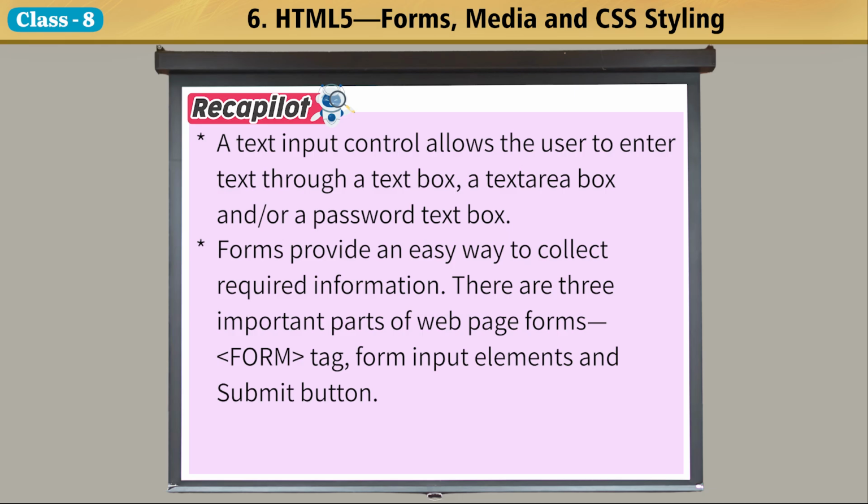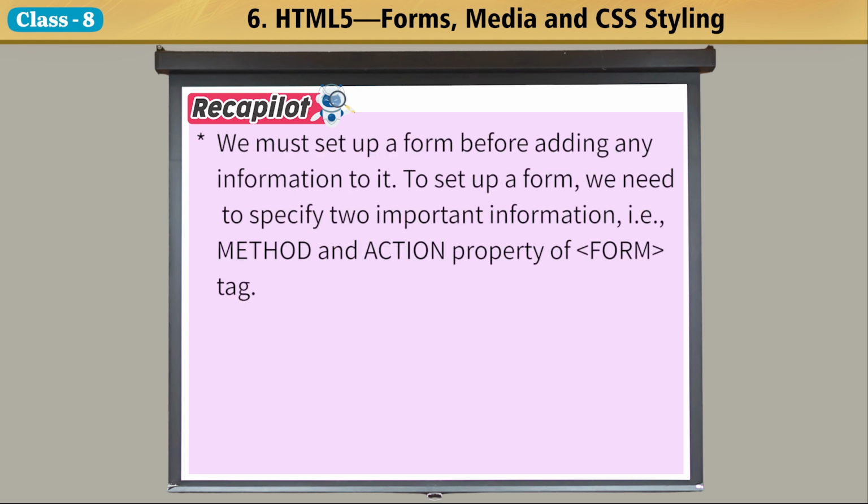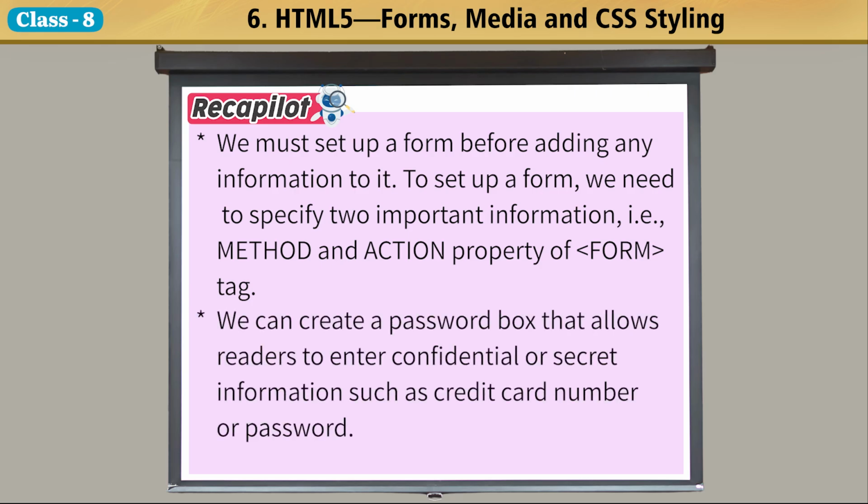Forms provide an easy way to collect required information. There are 3 important parts of web page forms: form tag, form input elements and submit button. We must set up a form before adding any information to it. To set up a form, we need to specify two important pieces of information, i.e., method and action property of form tag. We can create a password box that allows readers to enter confidential or secret information such as credit card number or password.